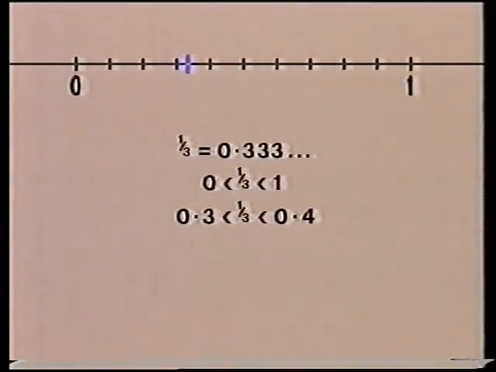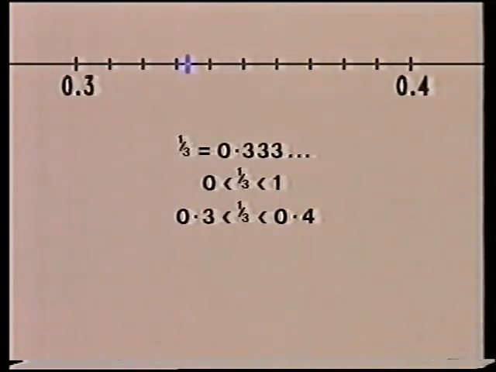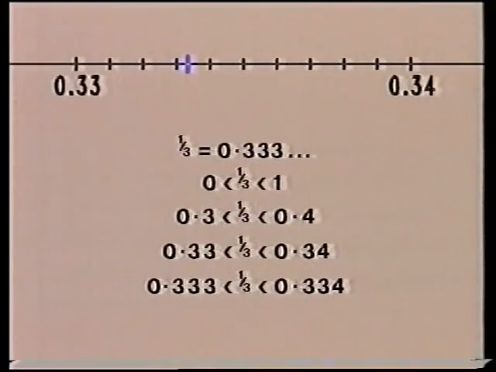Now, to get more information about where a third lies, we use the next decimal place. That tells us that a third lies between 0.33 and 0.34. And if we repeat this, we can see that a third lies between 0.333 and 0.334.